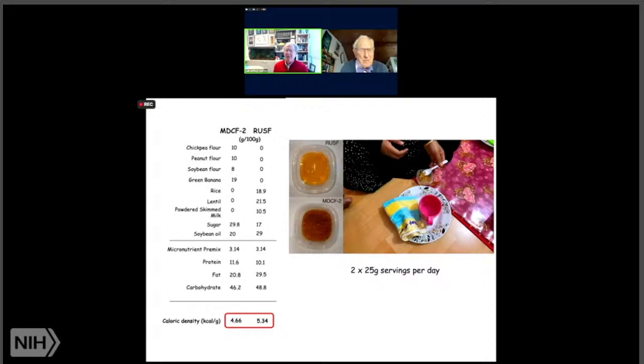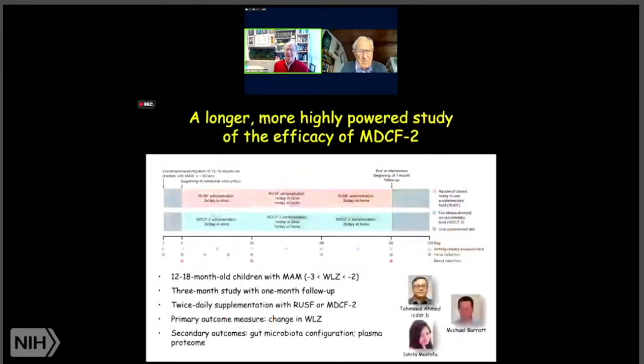So as in the pre-POC study, a POC study was performed where under supervision, 2 servings, 25 grams each, were given per day of either MDCF2 or RUSF. Now here's the design of the study, a more highly powered study, a longer study, 3 months. Initially, twice a day administration of either MDCF2 or RUSF in a clinic under supervision.